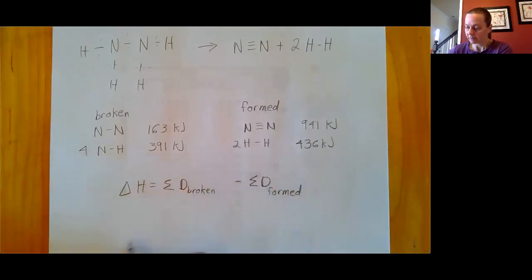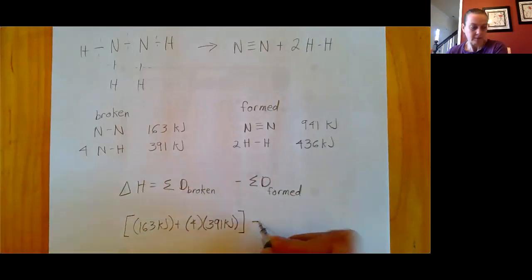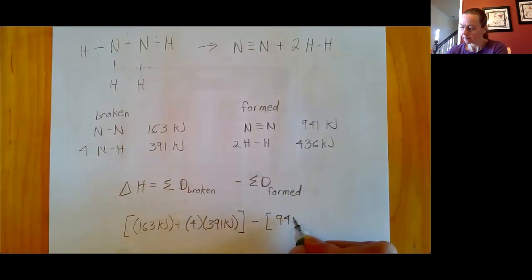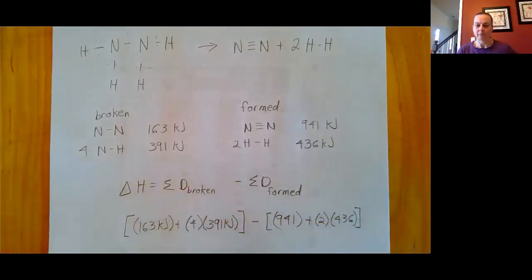So we're going to have 163 kilojoules plus 4 times 391 kilojoules, because we have 4 of those bonds that are being broken, minus 941 plus 2 times 436. And so, quickly do some math here.